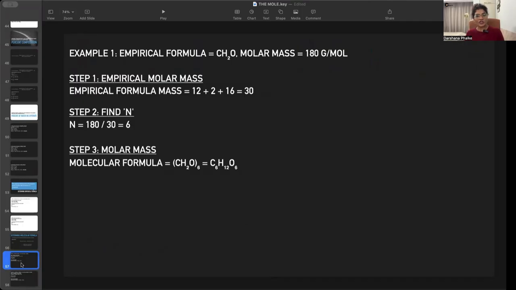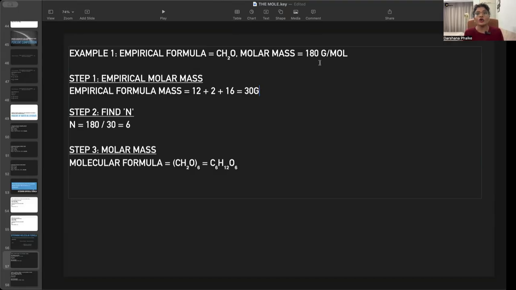So let us look at this question where we arrived at the empirical formula in the last video, which is CH2O. How do you know what is the actual molecular formula? I said step 1, find the empirical molar mass. So empirical formula mass in grams is the empirical molar mass. I take the mass of carbon, which is 12, the mass of hydrogen, which is 1, and multiply by 2, I get 2. Take the mass of oxygen, which is 16. Add everything, you will get 30. So the empirical molar mass is 30 grams.